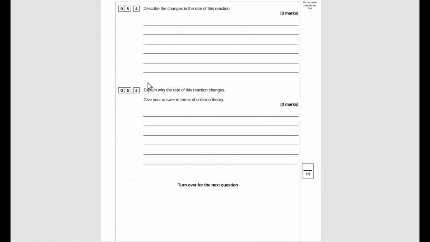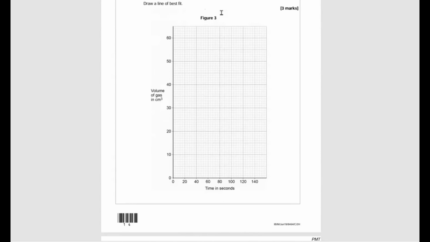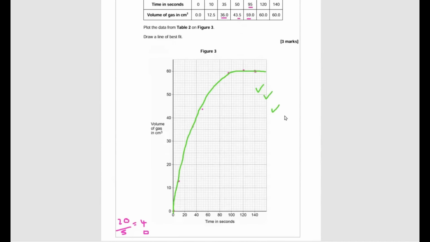Okay, describe the changes in the rate of this reaction. I'm going to go back up and just focus on that word describe. It didn't say explain, so it said describe the changes. Let's see if I can get my little diagram back, which would be lovely if I can. And I can. So let's go down. Oh, up. Hey, we're back, people. So describe the changes for 3 marks.